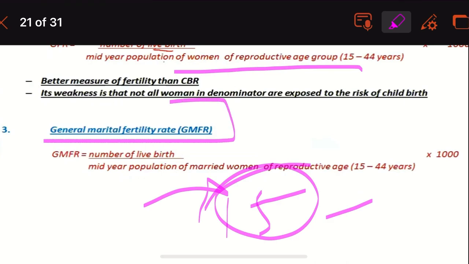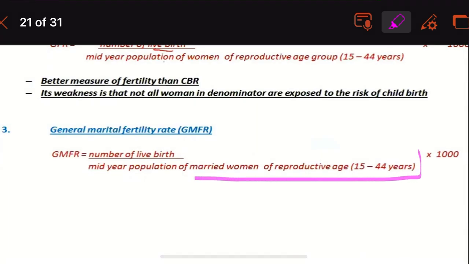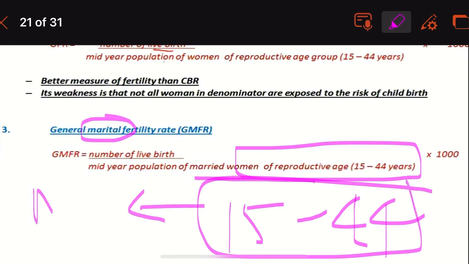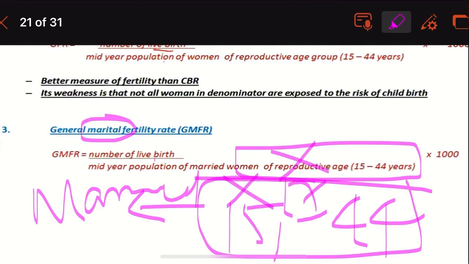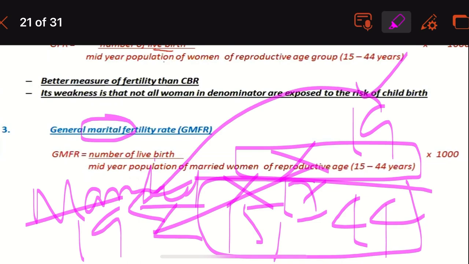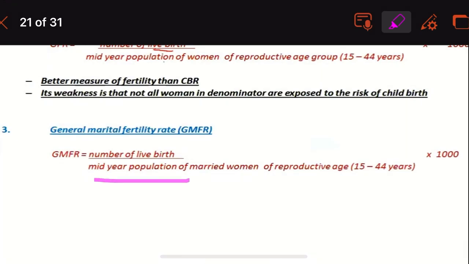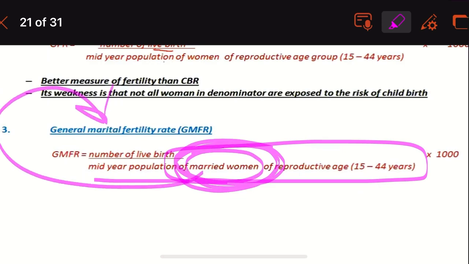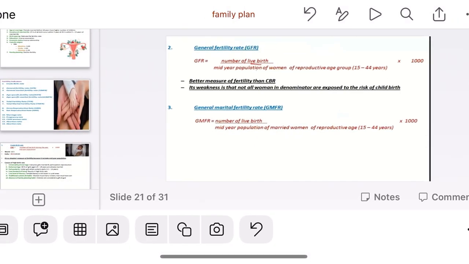What about the general marital fertility rate? In the marital fertility rate, you are considering the mid-year population of the women of the reproductive age group of 15 to 44. A similar thing is considered, but since you are considering the marital fertility rate, in this age group you are taking only the married women. The 15-year-old might not be married. The 17-year-old might not be married. The 19-year-old is married. So you're considering only the 19-year-old as eligible for this ratio. So we see the number of live births divided by the mid-year population of the married women of the reproductive age group. We are considering the married women because we are taking the general marital fertility. Sorry, guys. So we got it.